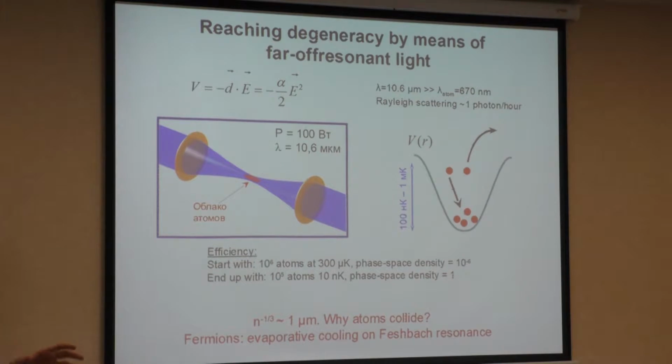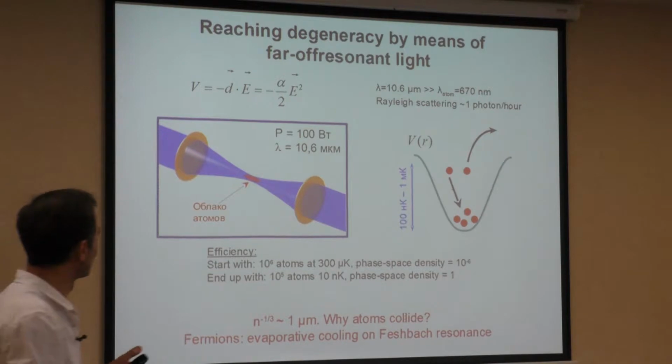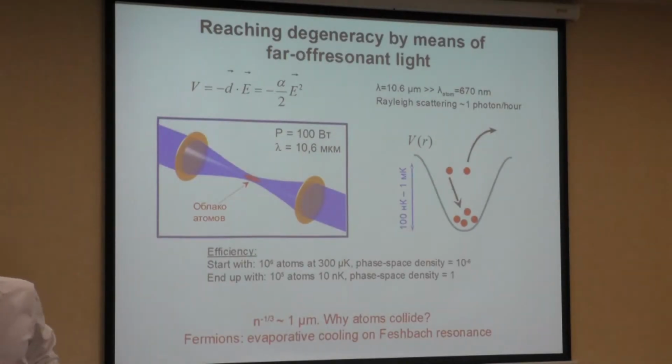Of course, losing 90% of atoms is a lot, but look, it's a 6 orders of magnitude win in the density. It's a somewhat reasonable price. And the important thing here is again the Feshbach resonance in the scattering of 2 atoms.